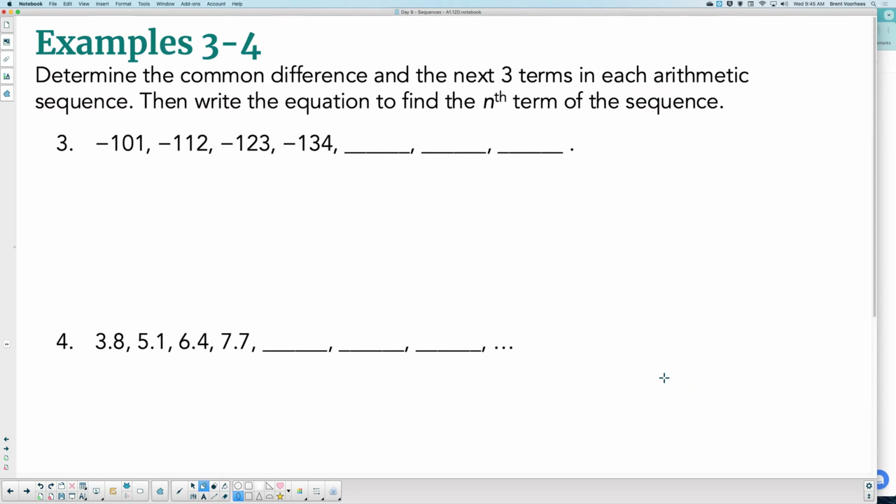We have negative 101, negative 112, negative 123, negative 134. Does anybody see the pattern? Can anybody predict what's going to be next?